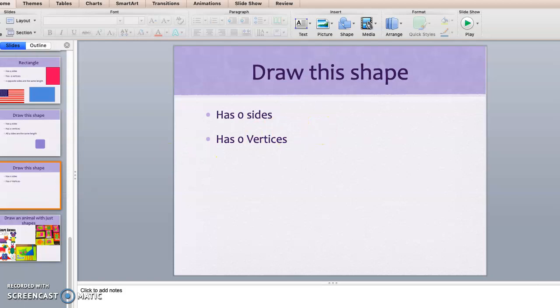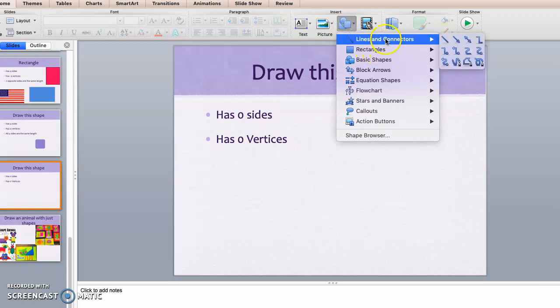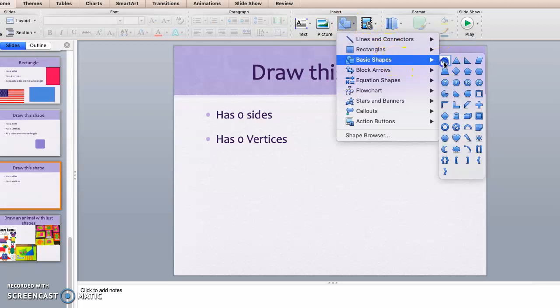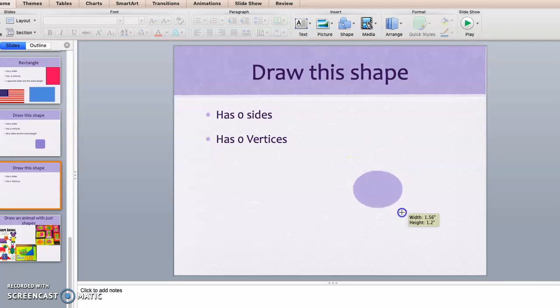Now we're going to draw this shape. It says draw this shape. It has 0 sides and 0 vertices. So what was that one that we talked about? Let's see. We talked about our circle. So remember, our circle doesn't have any points. It's just one smooth round line.